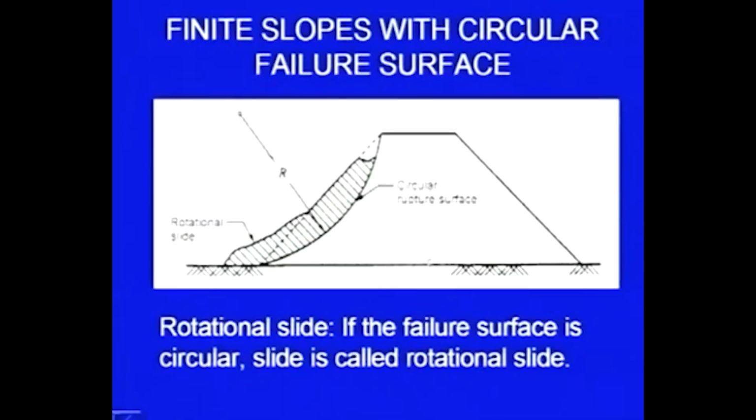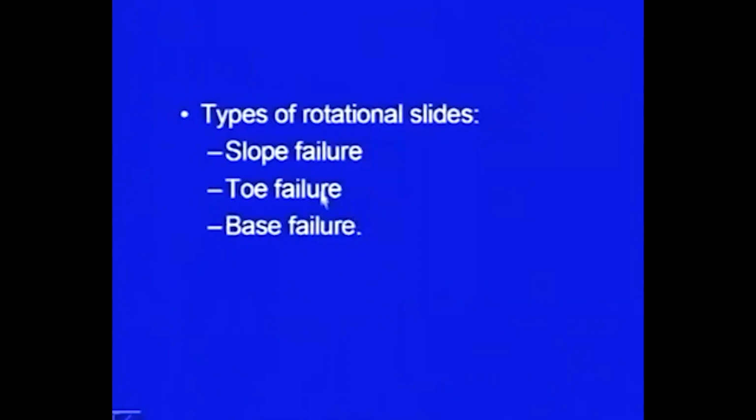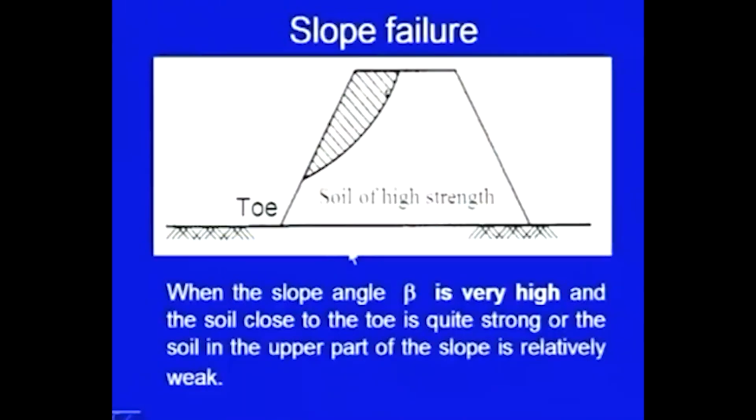Earlier we were discussing the planar slides. So here the surface is circular in 2D, and in 3D it will be a cylindrical surface. Here it is the center and this is the radius of the circle along which the failure has taken place. There are different categories of the rotational slides itself. It may be a slope failure, it may be a toe failure, or it may be a base failure.